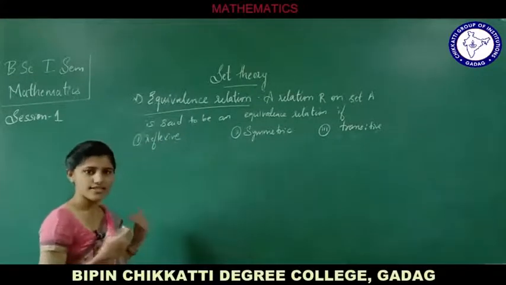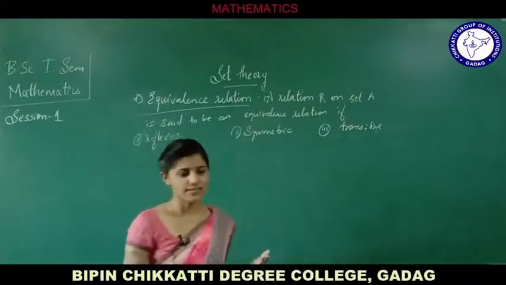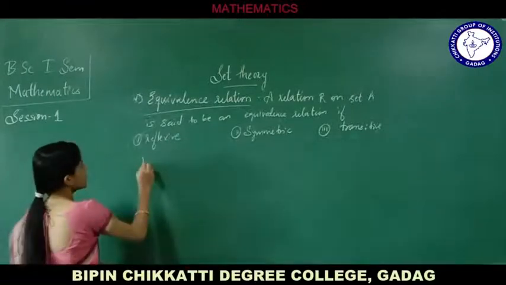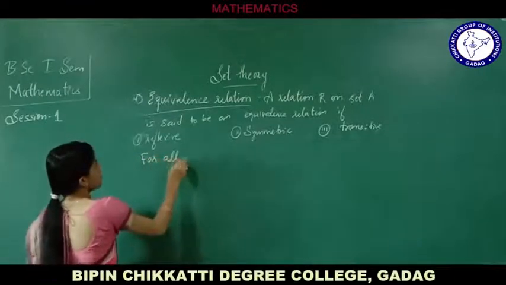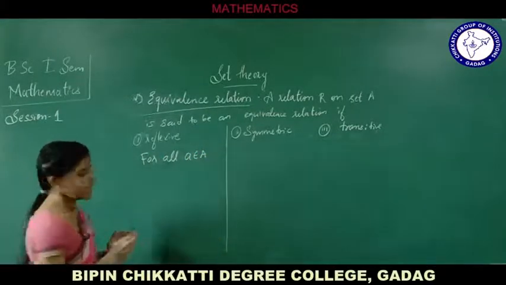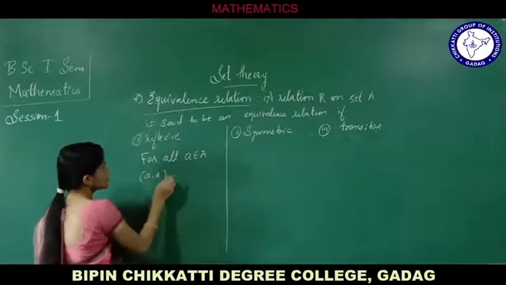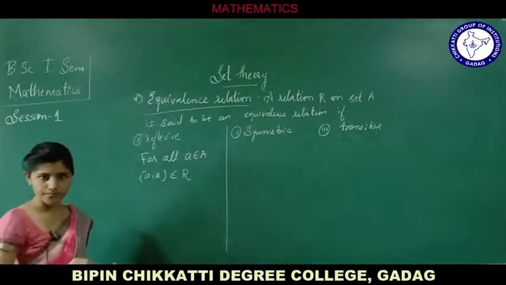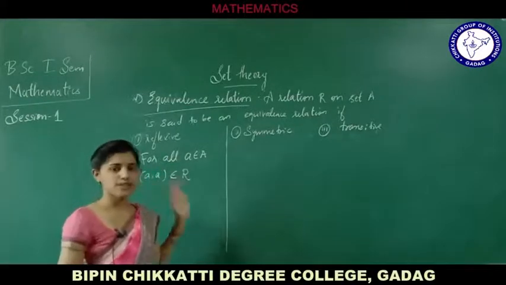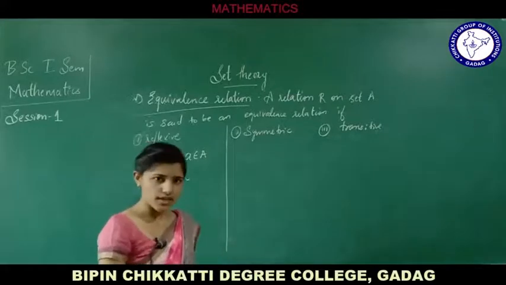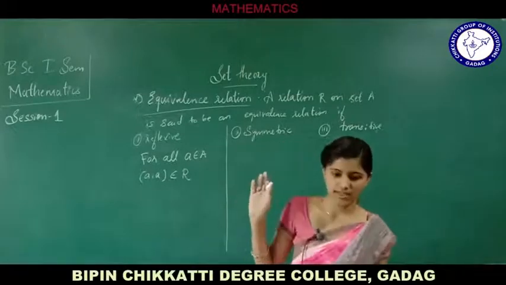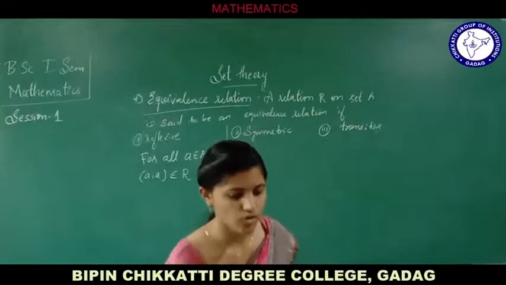If we have a set A such that for all a belongs to A, the condition is that (a, a) should also belong to R. Then only we say that it is reflexive. Means any element of A should be such that its ordered pair should also belong to the same thing, that is (a, a) should belong to R.